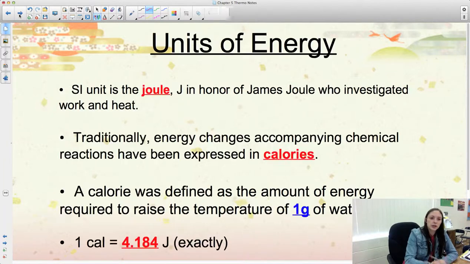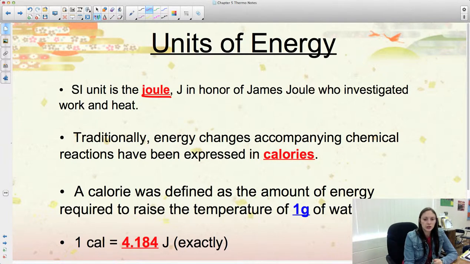All right, units of energy. The SI unit for energy is the joule. Remember, SI units are the basic standard unit for that particular measurement. It is an uppercase J in honor of James Joule, who investigated work and heat.